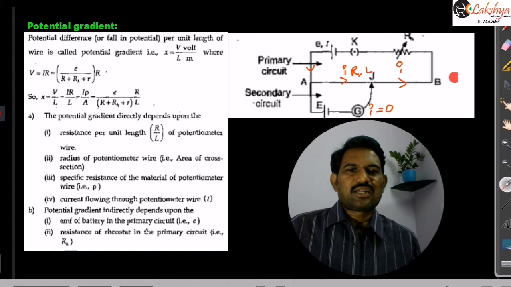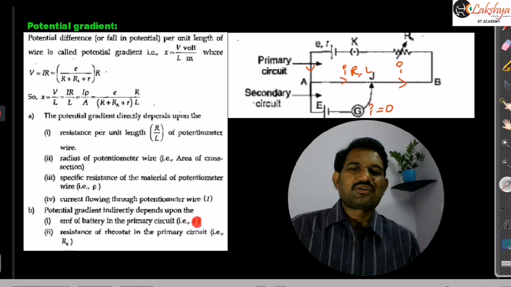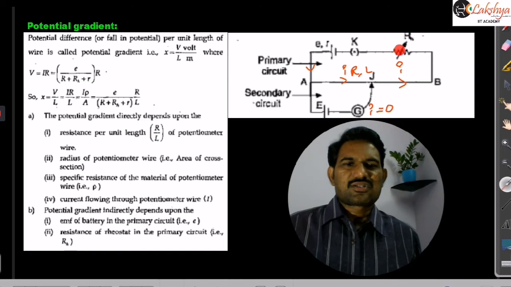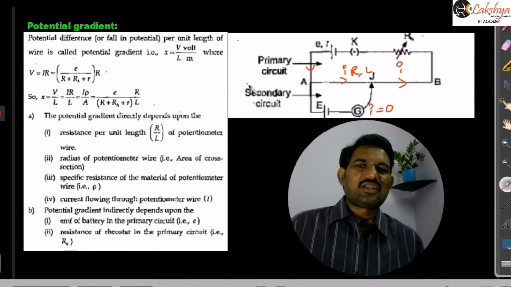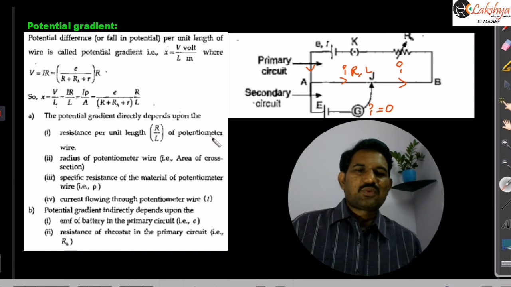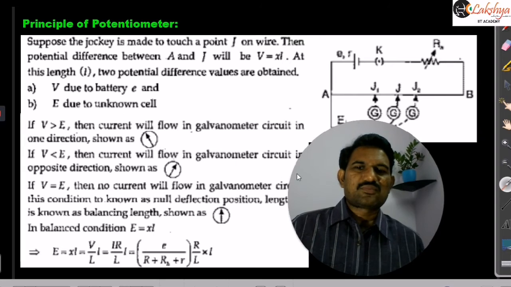Actually, basing on this expression, first we are stating these three points. Now this I expression we can write like this. So from this we can say it indirectly depends on how much EMF there is and how much series resistance, the rheostat resistance, is connected here. So that is the calculation of this potential gradient. Now I can write the principle of this potentiometer.